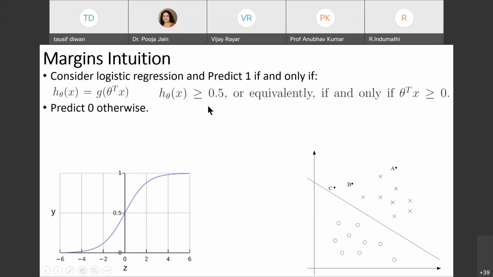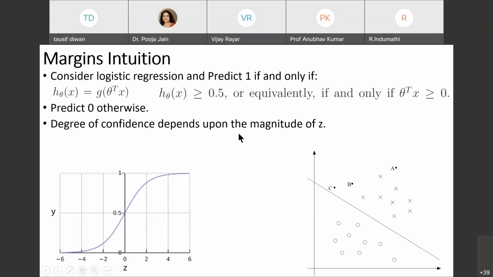Simply, this is the part of this. If we predict 1, otherwise predict 0. Let's look at this one. The degree of confidence depends upon the magnitude of z that we have already seen.